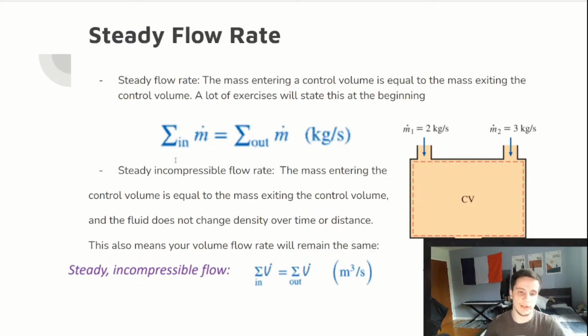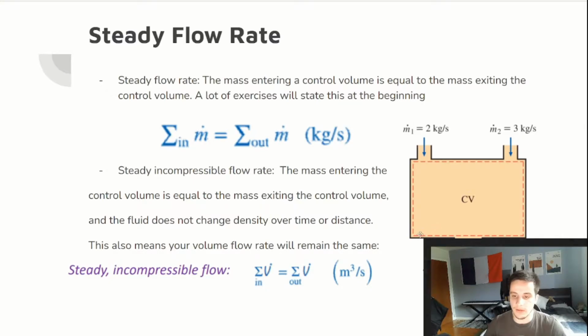Another last definition is steady incompressible flow rate, which I explained last tutorial, but just to go over it again, it means that the density doesn't change over time and also over distance. So if you were to assume a scenario in reality, like we're not in an idealistic system, you would have water going into this pipe and water going into this pipe and then water leaving this pipe of the control volume.